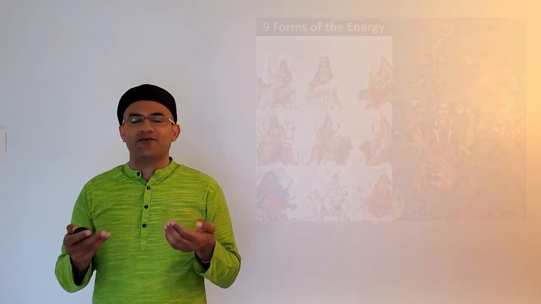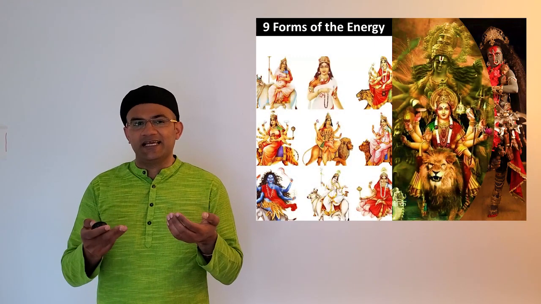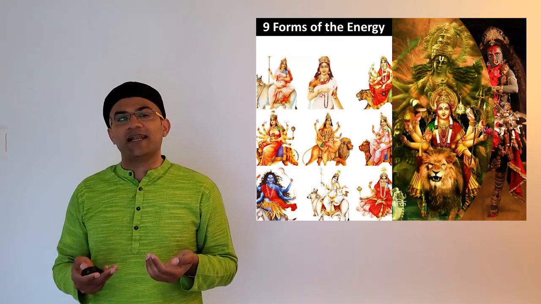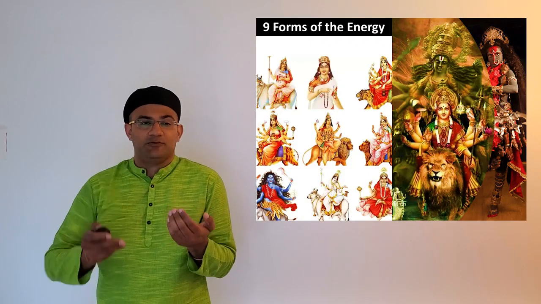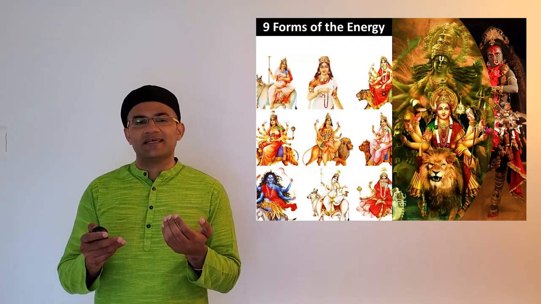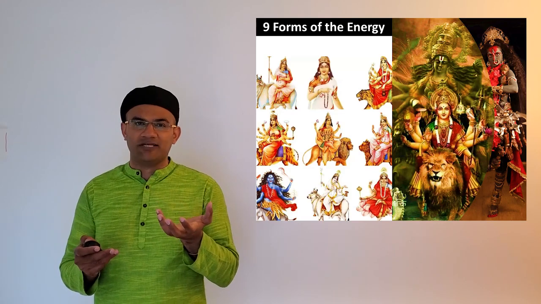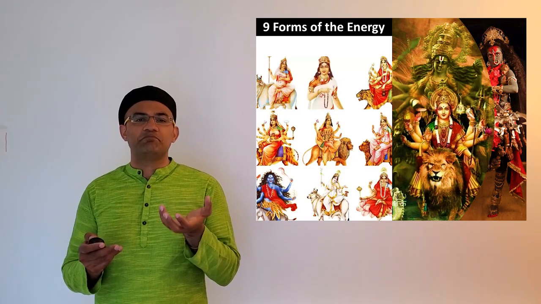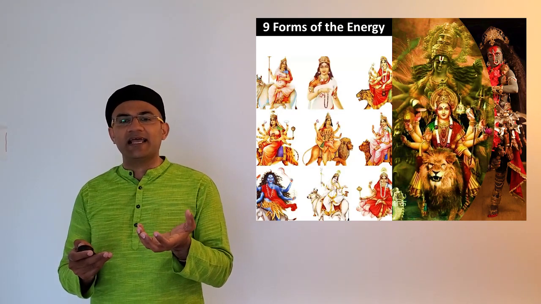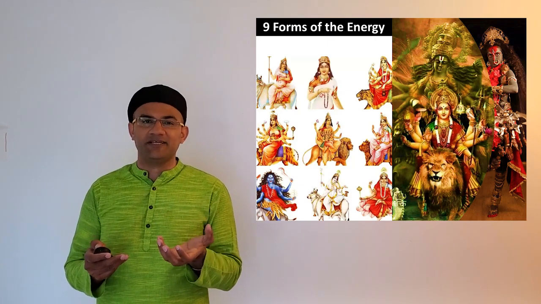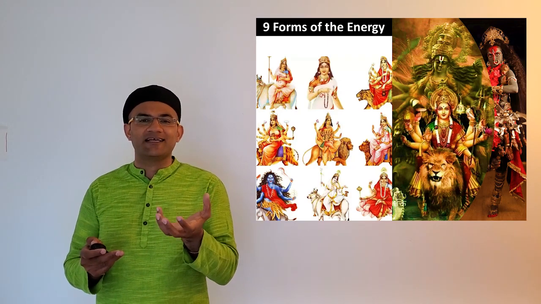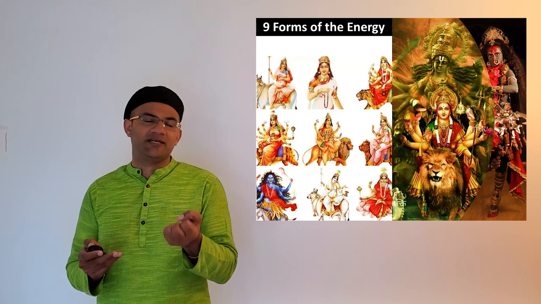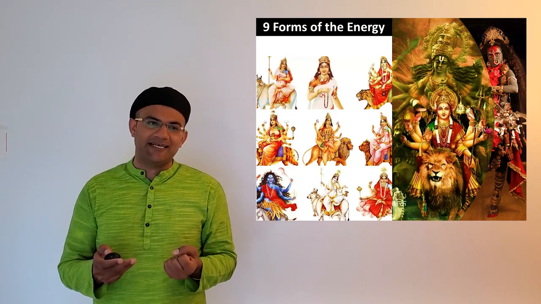There are 9 forms of energies, basically. If you start from day 1, the first one is Shailaputri. Shaila means that which rises like a mountain. She represents the peak of any energy that a living being can ever experience. So Shaila is that energy of human experience, which is the peak of that energy.